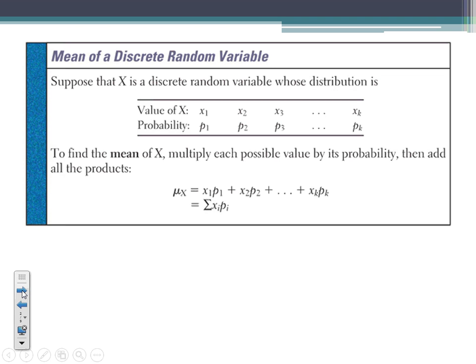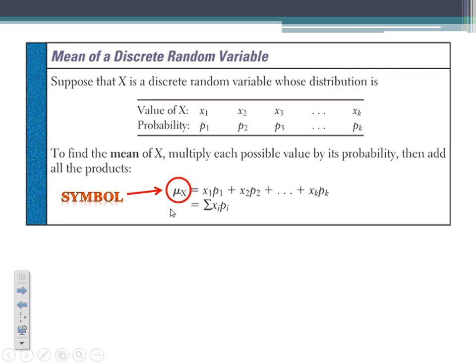All right, the mean of a discrete random variable. Again, a discrete random variable has a table. To find the mean, we simply take each x value times its corresponding probability, and add those all together. If you take a look, we're using symbolism for the mean, and notice what symbol we're using. We're using a mu, not an x bar.